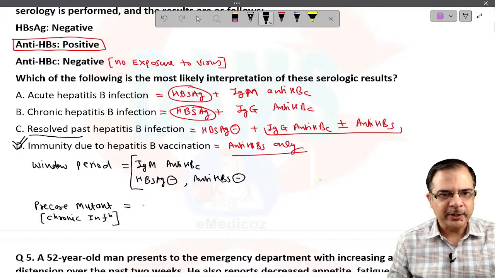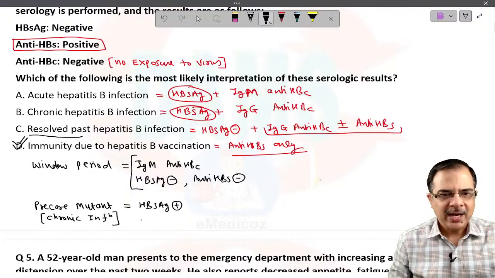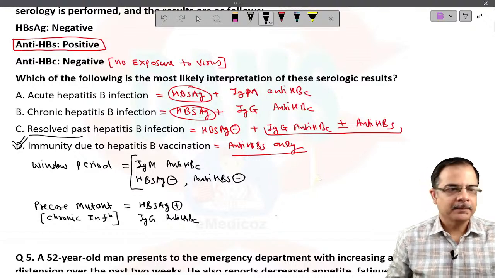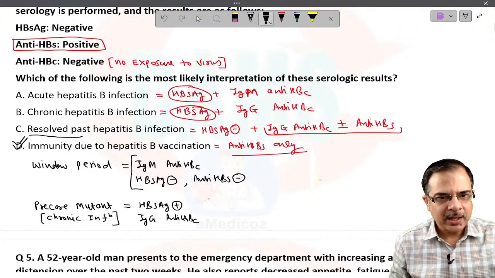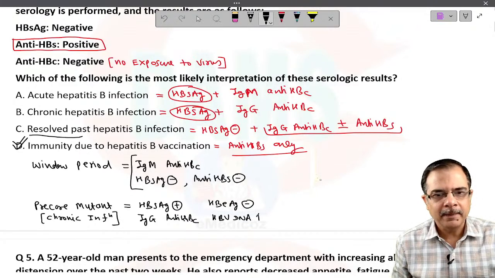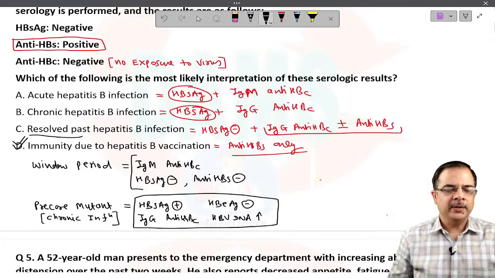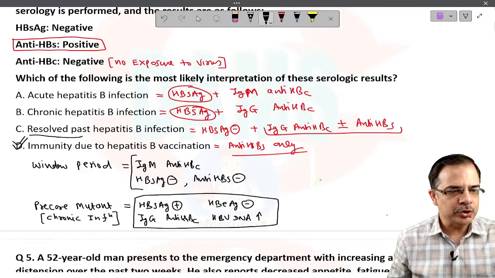Pre-core mutant is a chronic infection. So you will get the serology of HBs antigen positive as well as IgG anti-HBc positive. But here the HBe antigen will be negative and HBV DNA will be elevated. So this is the serology of pre-core mutant: E antigen negative and DNA positive.